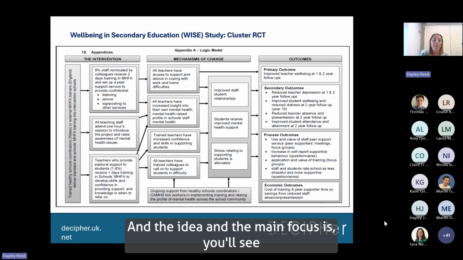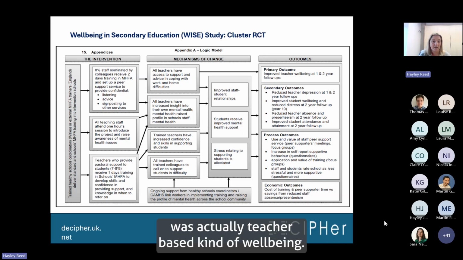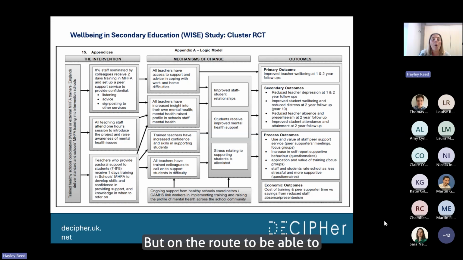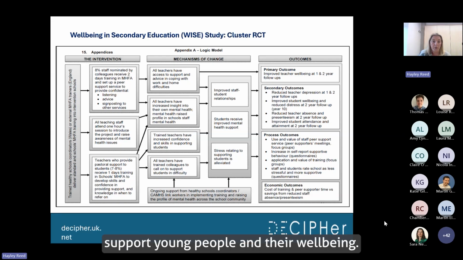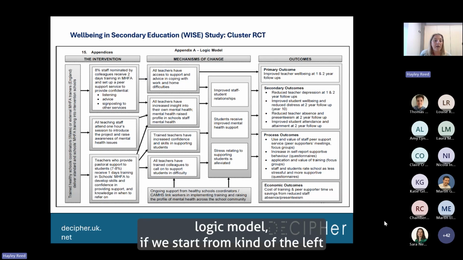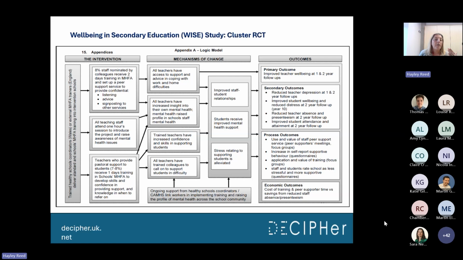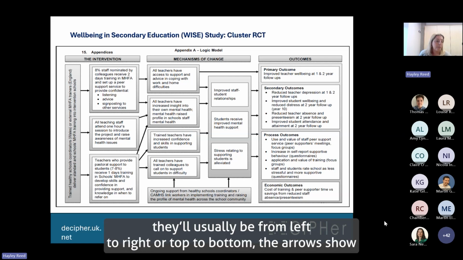And the idea and the main focus, as you'll see from the primary outcome, was actually teacher-based well-being, but on the route to be able to support young people and their well-being. So reading this logic model, if we start from the left-hand side, and there are conventions in logic models in terms of they usually read from left to right or top to bottom.